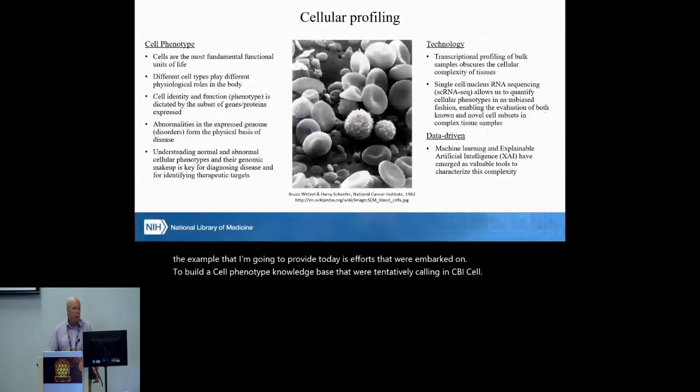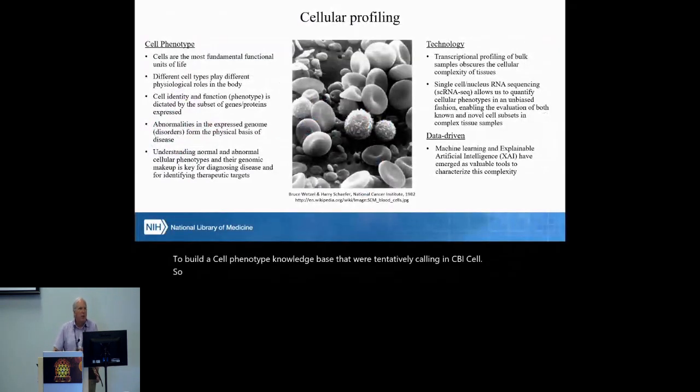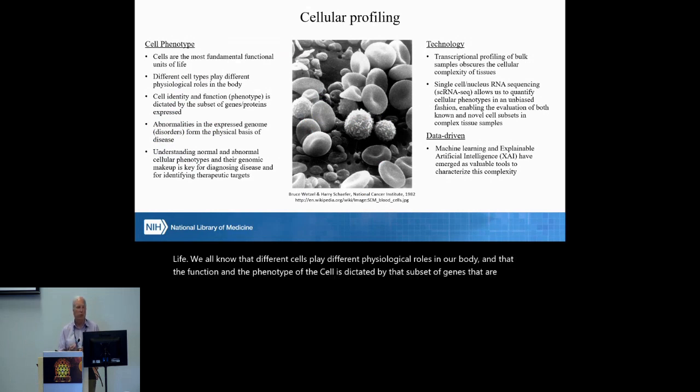So the reason that we're interested in building a cell knowledge base is that there doesn't exist one at the present. And also that cells are really the most fundamental functional unit of life. We all know that different cells play different physiological roles in our body, and that the function and the phenotype of the cell is dictated by that subset of genes that are expressed in that individual cell. And any kind of abnormality in the expressed genome is really the physical basis of disease.